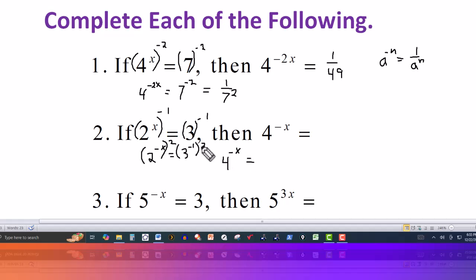Then over here in this one, again, power to a power, multiply the exponents, so this will be 3 to the negative 2. Again, just like the first one, 3 to the negative 2 is the same thing as 1 over 3 squared. So that means the response we want then is 1 over 3 squared, or 1/9.